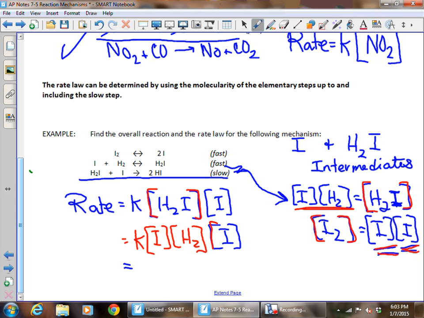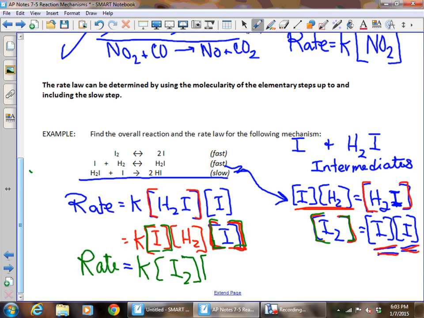So we can take this I, and let me do this in a different color so hopefully I'm making it make sense. This I and this I, so I times I, we can substitute with the I2. I times I is I2, so we can substitute that and say that the rate is equal to K times the I2 times the H2 that's still up there in the reaction right here.